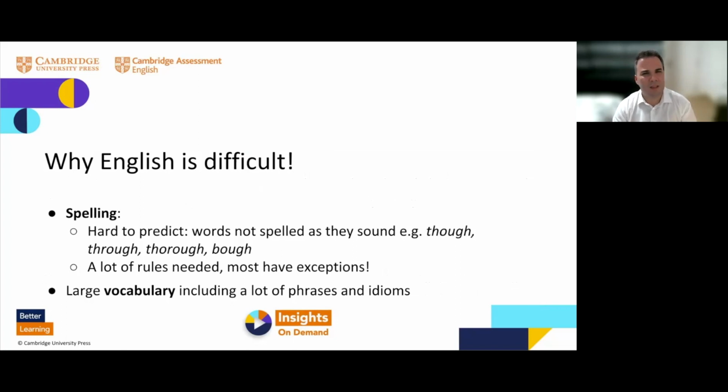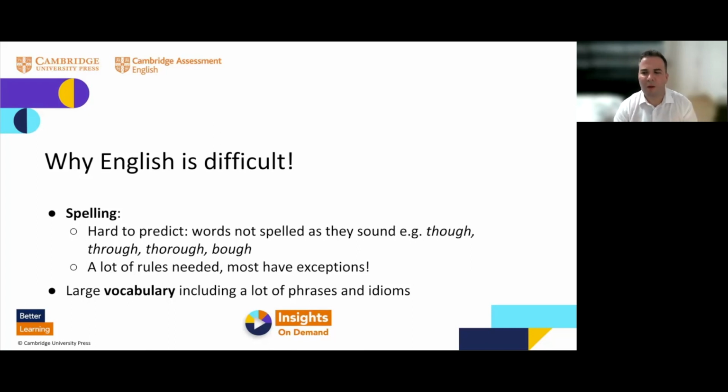First, its spelling is complicated and hard to predict, as the words are often not written as they are pronounced. For example, the letters O, U, G, H can be pronounced about 5 different ways. Some patterns can be learned. For example, the saying I before E except after C, with the exception of neighbor. We will come back to spelling errors in a moment.